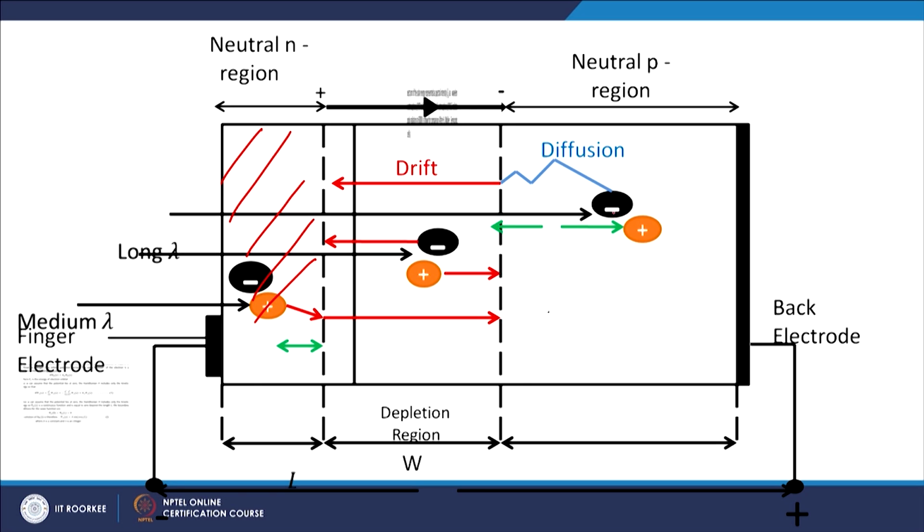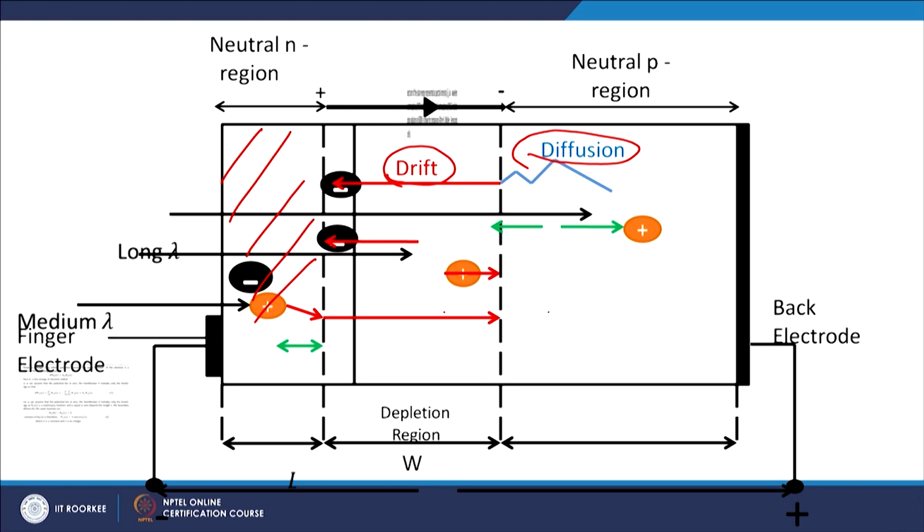Now, there are some charge carriers also created in the neutral P region and neutral N region. They can move only due to diffusion. So that is why there are two different mechanisms, one is drift, another is diffusion. Once these negative charge carriers come to the depletion region, they are immediately swept by the internal electric field to the N side. Similarly, the electrons created at the depletion region drift due to the internal electric field to the N side.